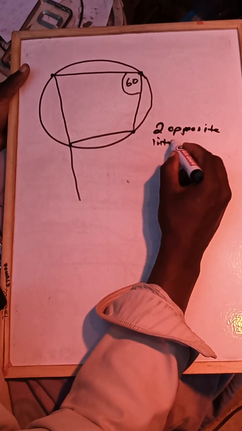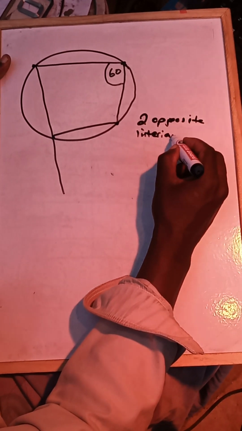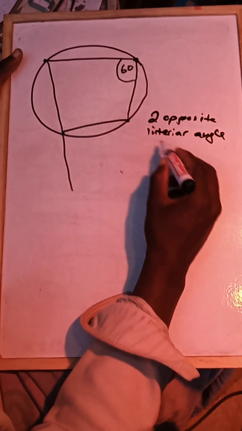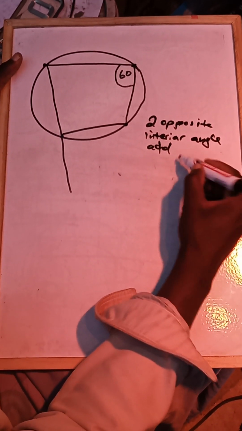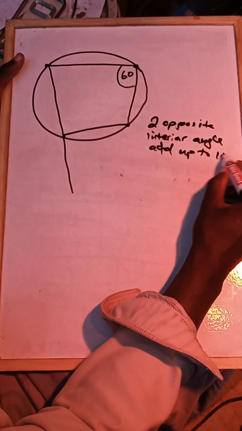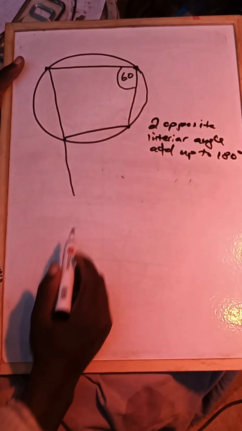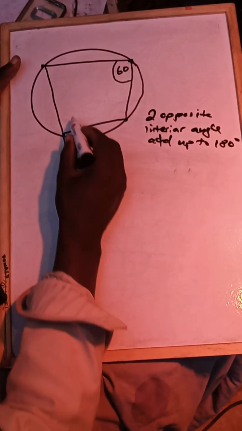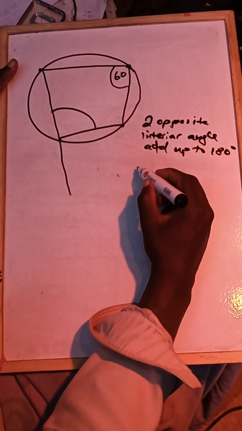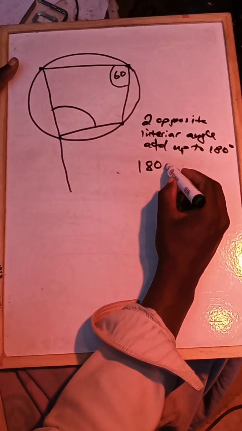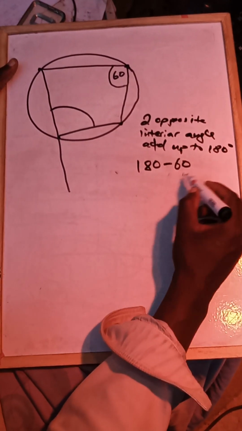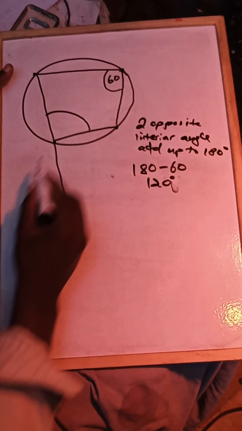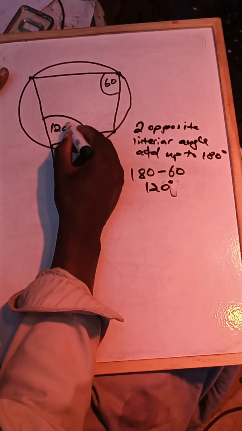Which means two opposite interior angles add up to 180 degrees, right? So if we are given 60 here, for us to get this angle we need to say 180 minus the given 60 degrees. We get 120 degrees. So here there is 120 degrees.